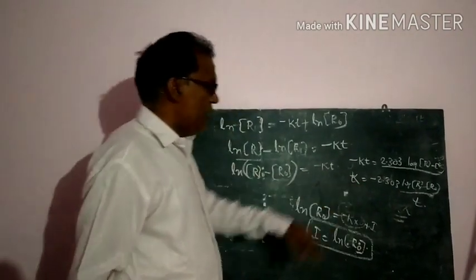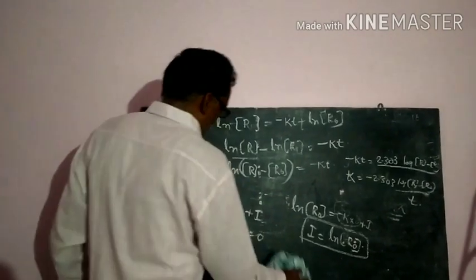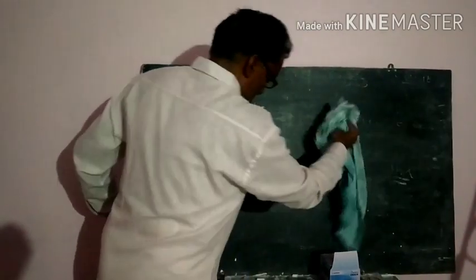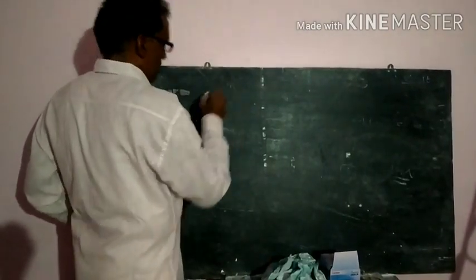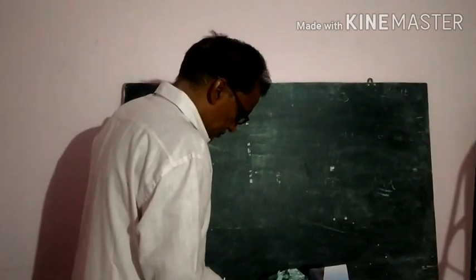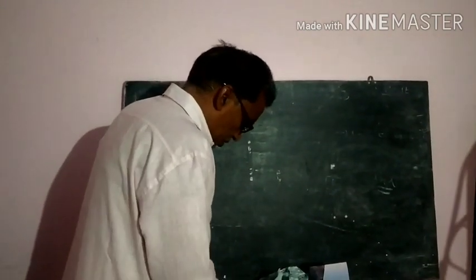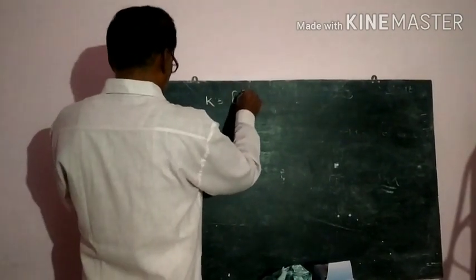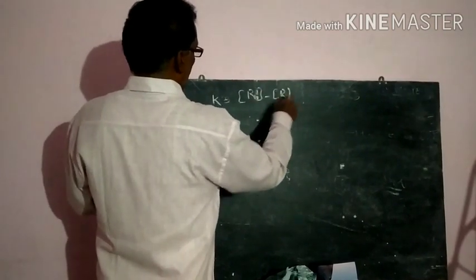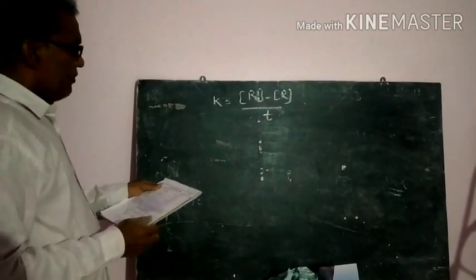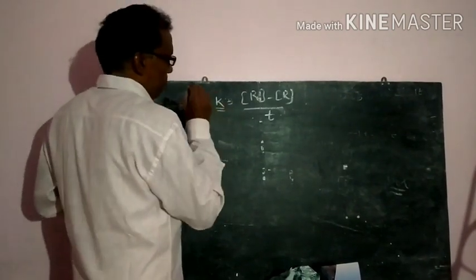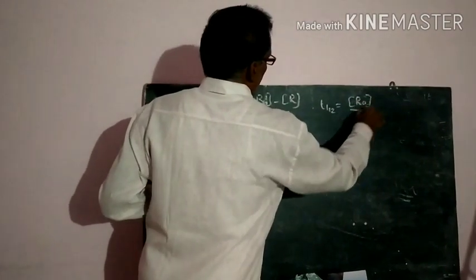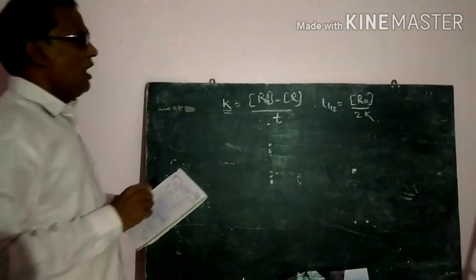From this one, if you want to calculate the half-life time period, let us see. So finally, two equations we will write down. First equation is for zero order reaction, k is equal to concentration of R0 minus R by t. This is the first equation, the integrated rate equation. For the half-life time period, t half is equal to R0 by 2k. That is the half-life time period.